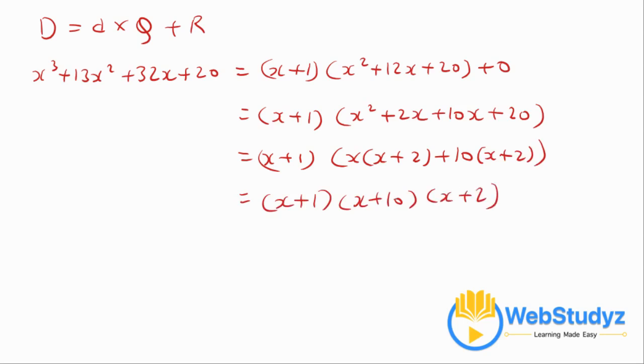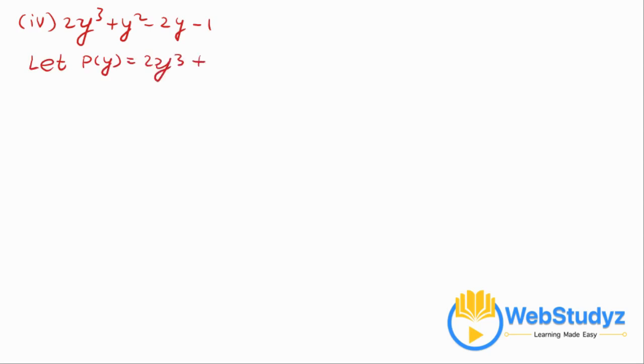Now move on to the last expression, that is 2y cube plus y square minus 2y minus 1. So let p(y) be equal to 2y cube plus y square minus 2y minus 1.